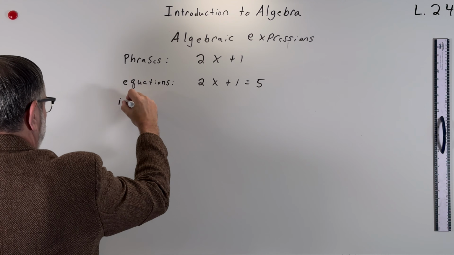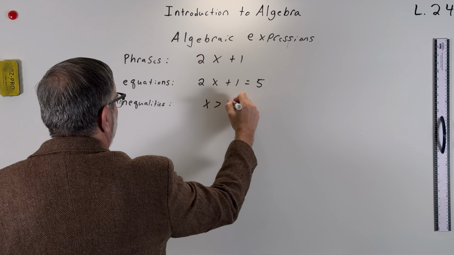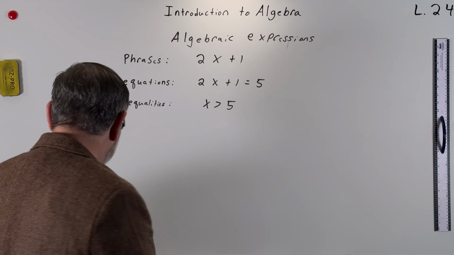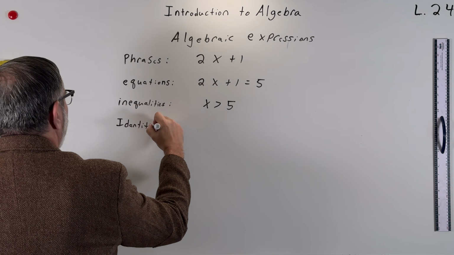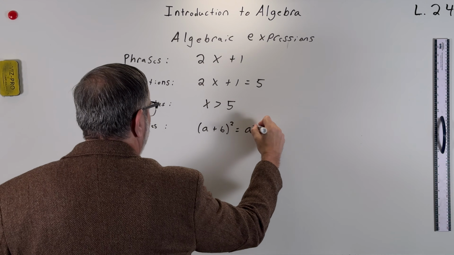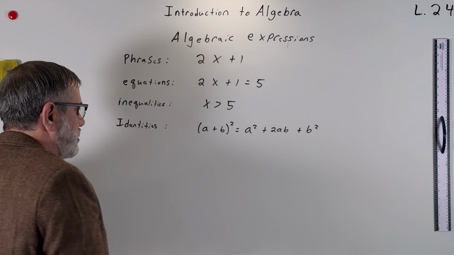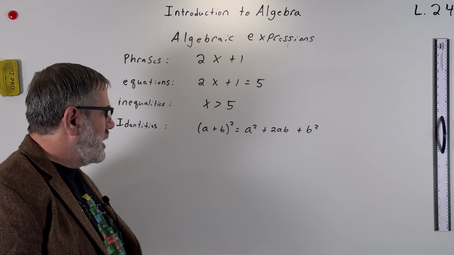There are also inequalities. X is greater than 5. There are identities, like (a plus b) squared is equal to a squared plus 2ab plus b squared.